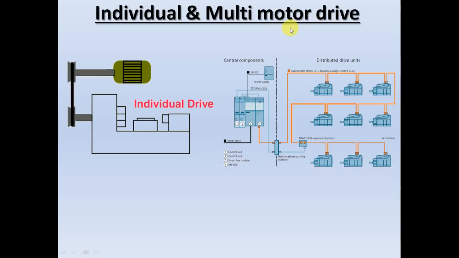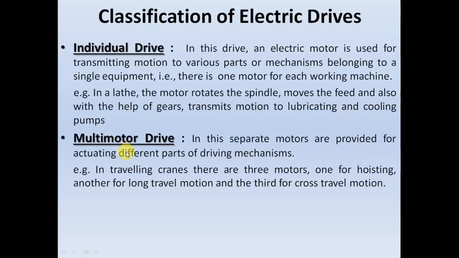Next classification is the multi-motor drive. In a multi-motor drive, different motors, as you can see here, are used for actuating different parts of a driving mechanism. A very good example for this multi-motor drive is the traveling crane.